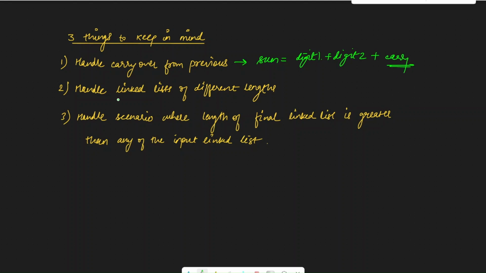This is important. Then handling linked lists of different lengths. We were using 0 as value when L1.val comes out to be none, or L2.val comes out to be none. Then we were handling scenarios where the length of the final linked list is greater than the length of any of the input linked lists. This was done by using carry in the while loop. So once these 3 scenarios are handled, we were able to solve this problem.